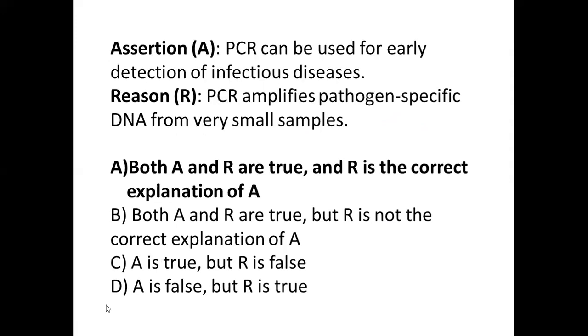Next question. Assertion: PCR can be used for early detection of infectious diseases. Yes, we can use it. Reason: PCR amplifies pathogen-specific DNA from very small samples. Yes, as explained in the applications, we can amplify DNA even from very small samples or early stages and detect what kind of infectious disease the person is suffering from. That is the main help of PCR. Even from the smallest sample we can multiply and easily identify the disease. So the correct option is A: A is true, R is true, and R is the correct explanation of A. Done.